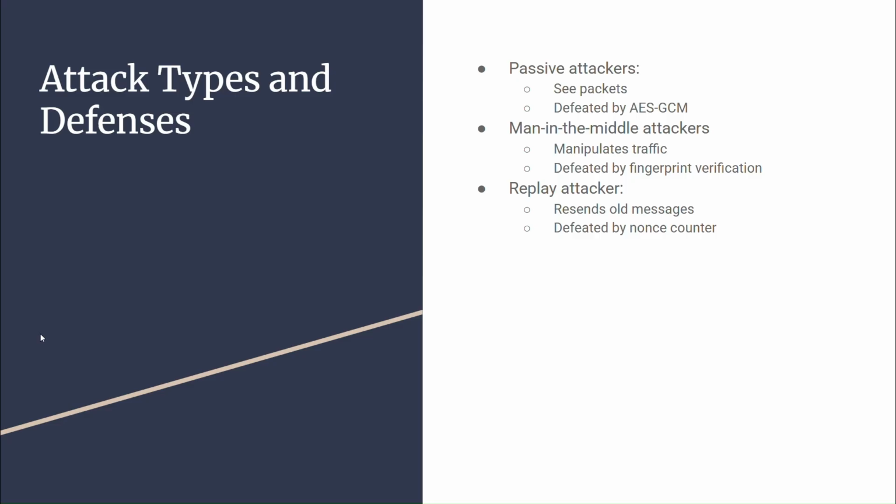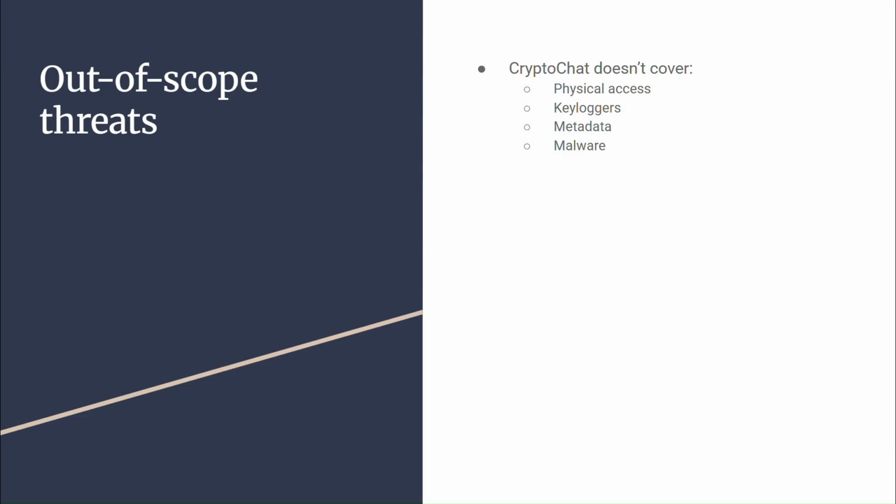Finally, we consider the out-of-scope threat of a local attacker, which is someone who gains physical access to a device or installs malware. CryptoChat makes no attempt to defend against this attack, which is consistent with real-world messaging apps. If your device is compromised, even the strongest encryption can't protect your messages. This threat model guided our design decisions and ensured that CryptoChat defends against realistic and meaningful threats while remaining educational.